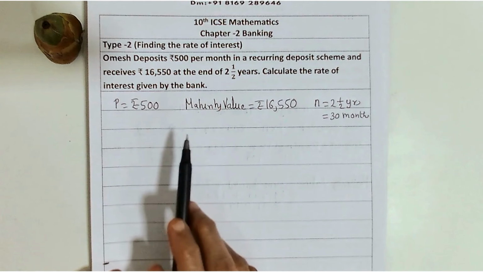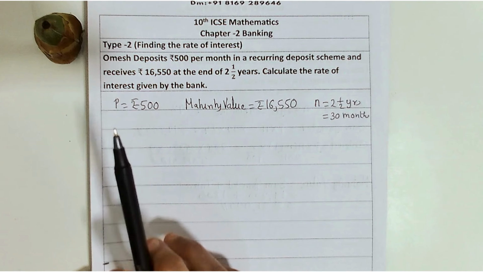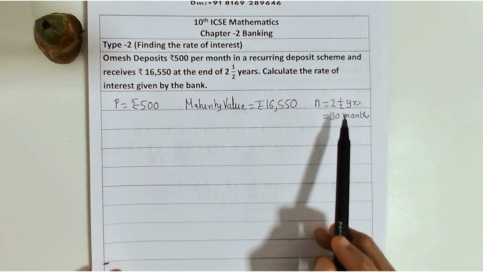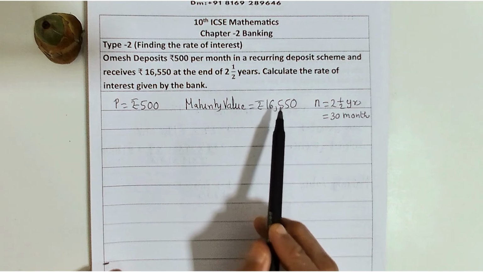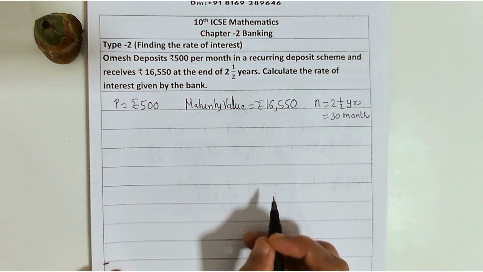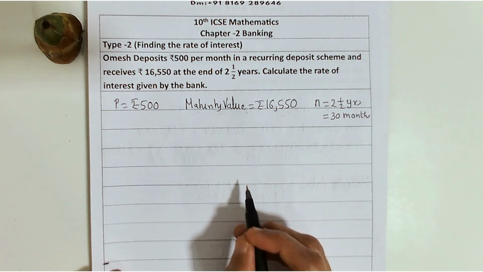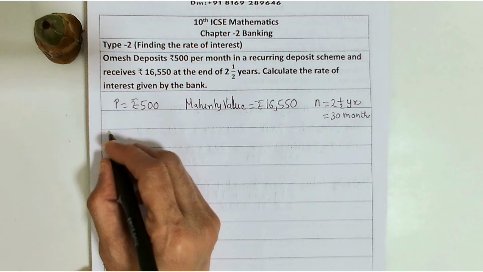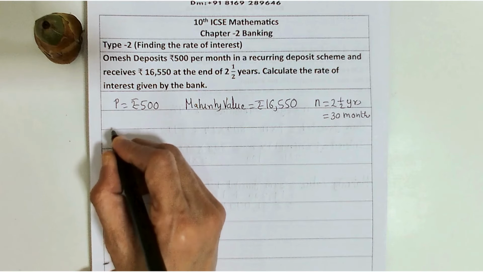So after reading the sum, the main thing is this part. Time is 30 months and you need to identify 16,550 is maturity value. Calculate the rate of interest by the bank. Okay students, there's a new formula which will come, but as I've taught you, always start with sum invested. So let us see how much Umesh has invested.